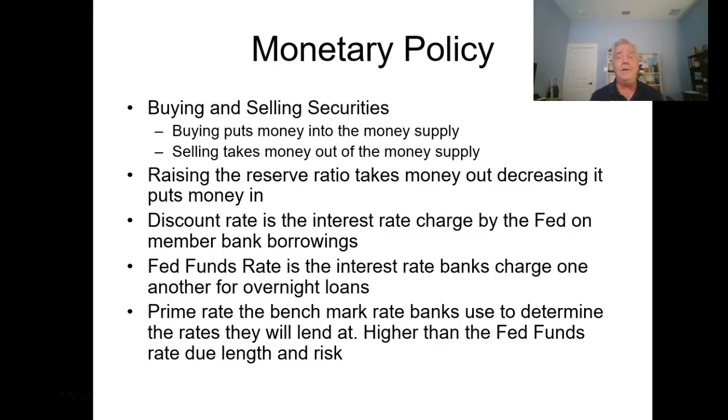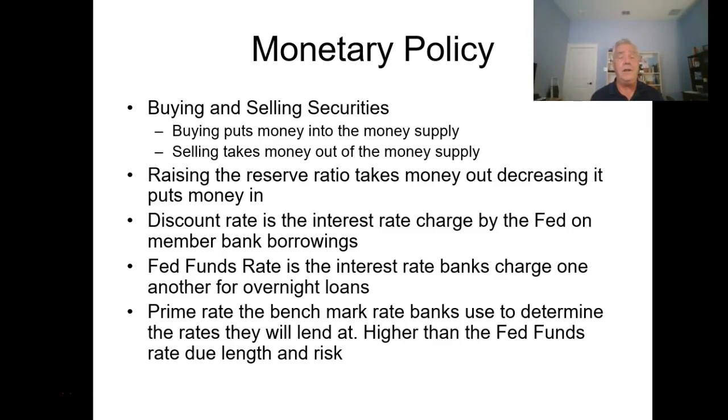Now, the prime rate is a benchmark rate that all banks use to determine what their interest rates are going to be, what interest rate they're going to charge on loans to customers. The spread between the Fed funds rate and the prime rate is always about 3%. The reason is that banks rationalize that the cost of their operations is going to be a minimum of 3% between what they can borrow from the Federal Reserve and what they can charge customers.